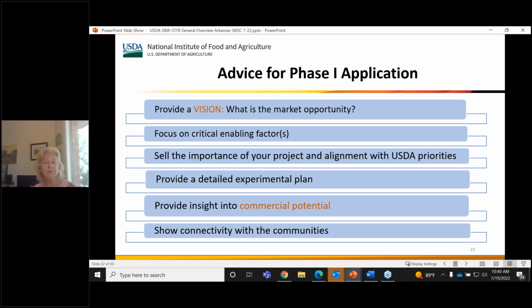And then provide some insight into that commercial potential. As we talked about before, just provide a little bit of insight into how you see it going to market. And then again, show connectivity with the communities, the end users, who your customers are going to be. Do you have interest from investors? So please include all of these things in your proposal, and that will help raise your chances of success.